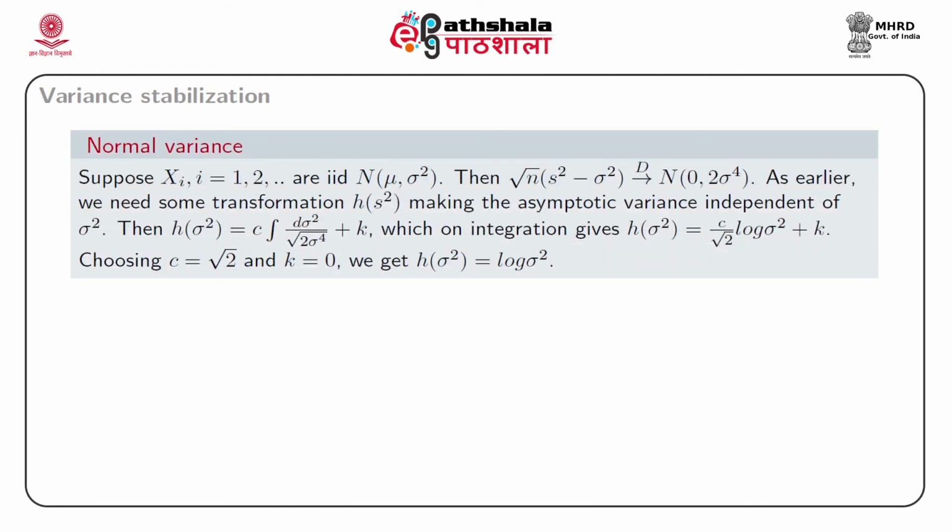Suppose Xi are IID normal with mean mu and variance sigma square, then the large sample distribution of s square is normal with mean 0 and variance 2 sigma to the power 4. As earlier, we need some transformation for making this asymptotic variance independent of sigma square, and solving the differential equation, we get h of sigma square equal to c divided by square root of 2 multiplied by log sigma square plus k, and choosing c equal to square root of 2 and k equal to 0, we get the transformation log of sigma square. And our next candidate is the correlation coefficient.